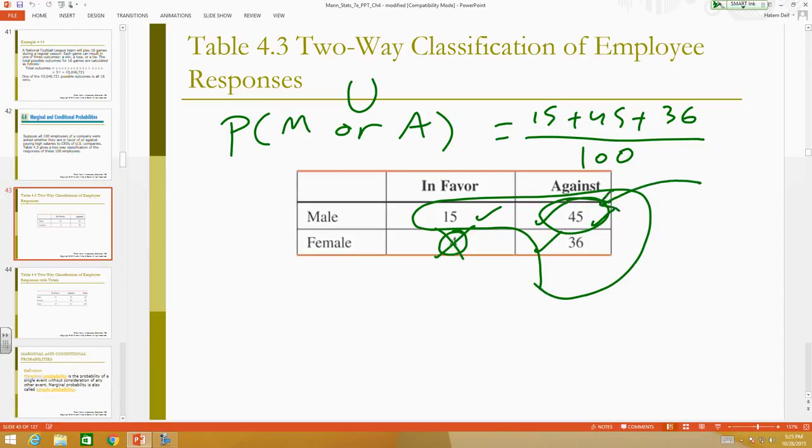The and is the common part. This is the and, in fact. Let's do the and again before we forget. Find the probability is male and against. Who are the people that are? It is those people, 45. This is the and part. This is what's called the intersection, which is the common part between the male event and the against event. So that would be 45 over 100.